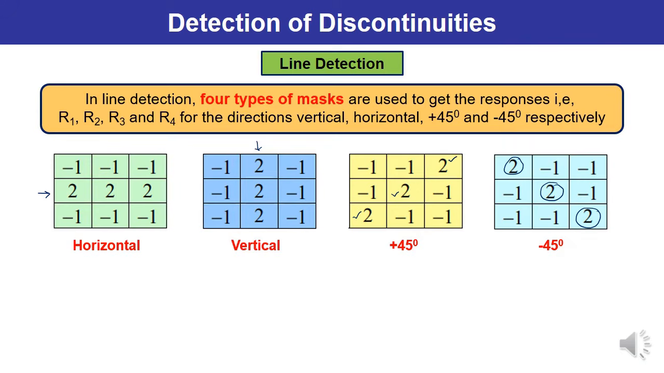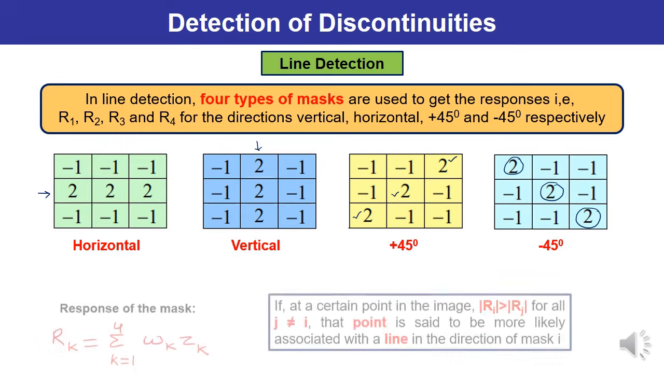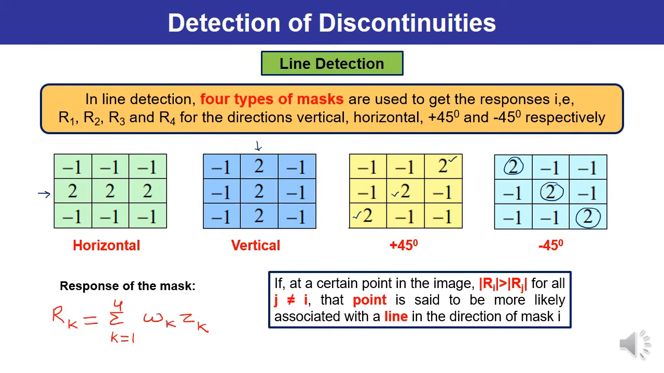And here what is to be done? Again you have to apply the mask on the image, then superimpose, then convolution process is being applied, and accordingly you have to calculate the response of the mask. See, response of the mask, it is being given as what? R of k, where k varies from 1 to 4 because 4 different masks have been taken, wk into zk.